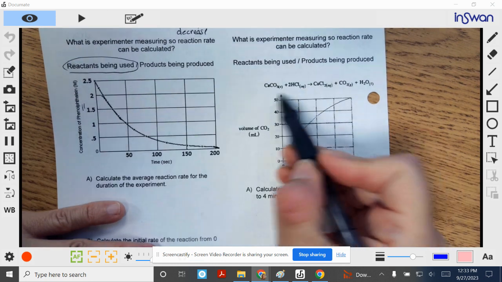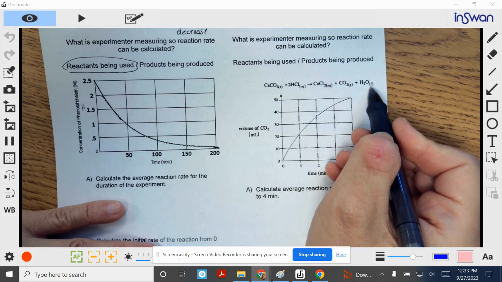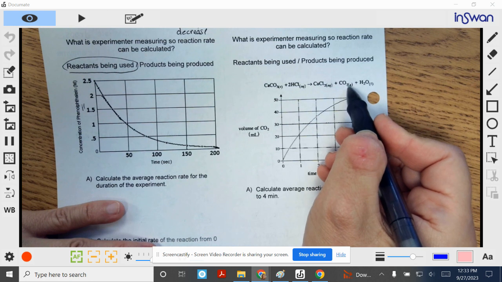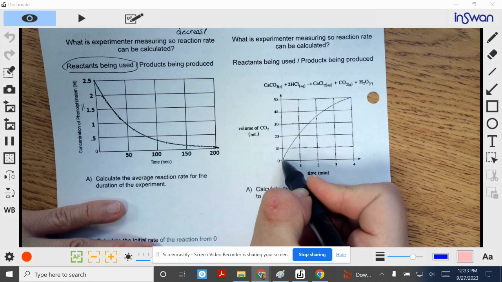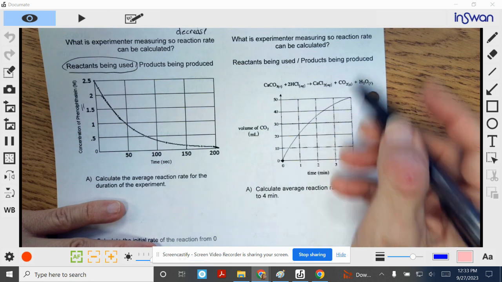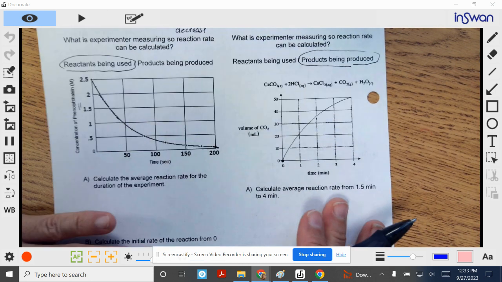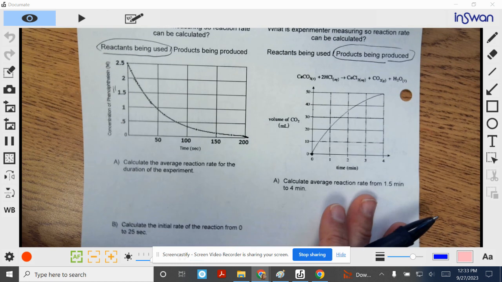Over here, we have a reaction. Notice, here's my arrow, so anything on this side is the products. CO2 is a product. At 0 minutes, we have 0 CO2, but it's getting made. So in this graph, we're monitoring the products being produced over time, and we're going to use that to help us calculate rate.